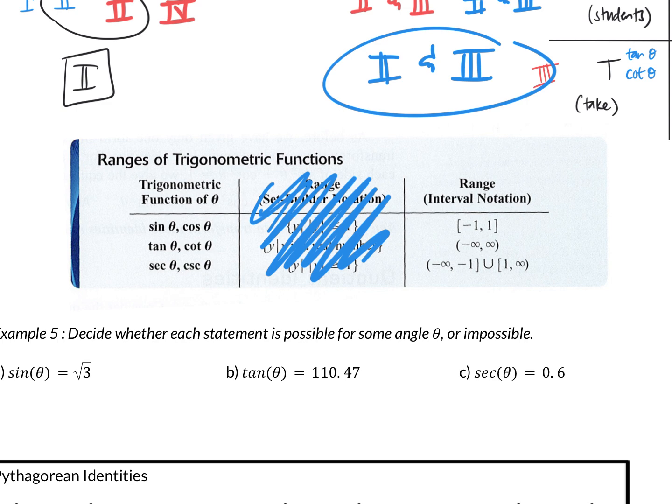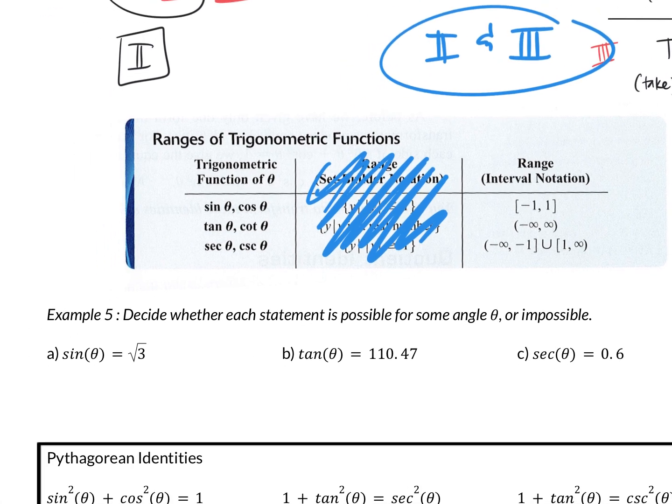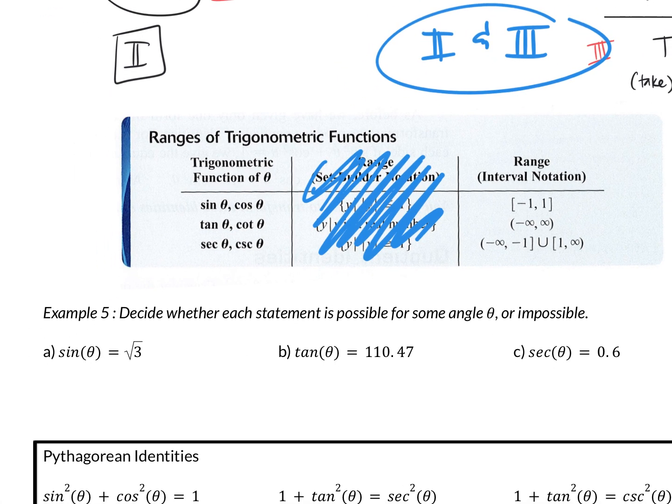But right now, if I use this chart and answer these questions: sine of theta is equal to the square root of 3. I need to see, is that even going to be possible? Well, square root of 3 is approximately 1.7. It's not quite 2, but it's a little bit more than 1. So if I look at my sine row right here, is that possible? No. That one's larger than 1, right? So you can just say impossible.